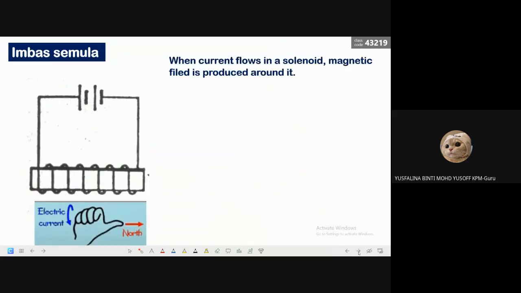So for this one, when current flows in the solenoid, a magnetic field is produced around it. You already know when the current goes into the paper, it will move clockwise, and if it moves out from the paper, it will go anti-clockwise.